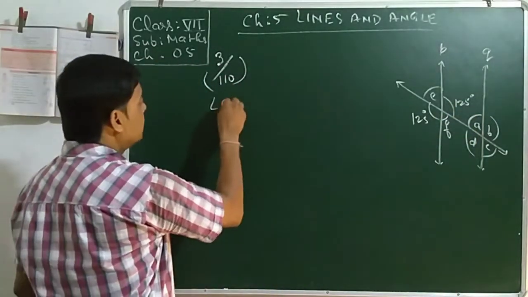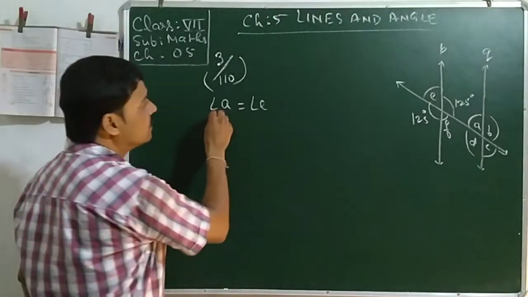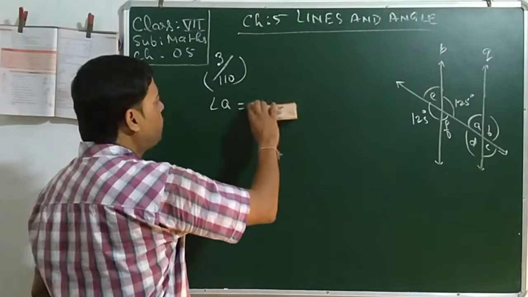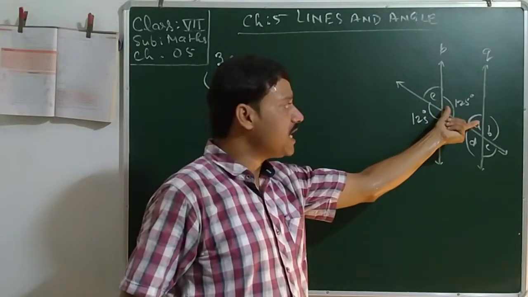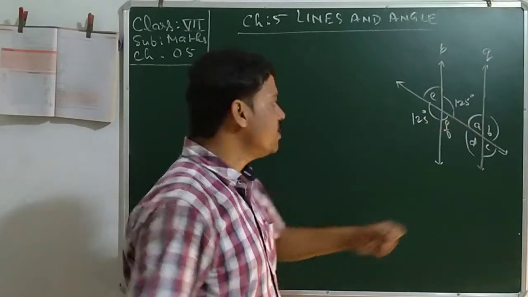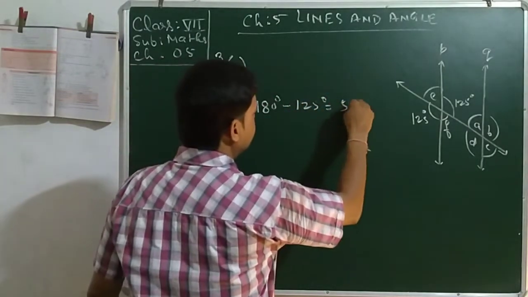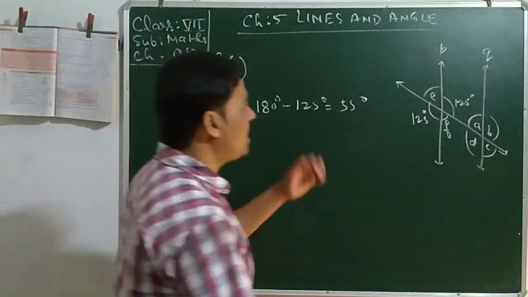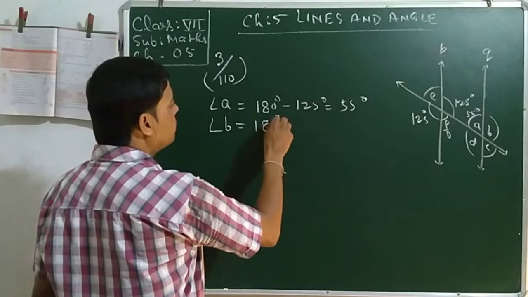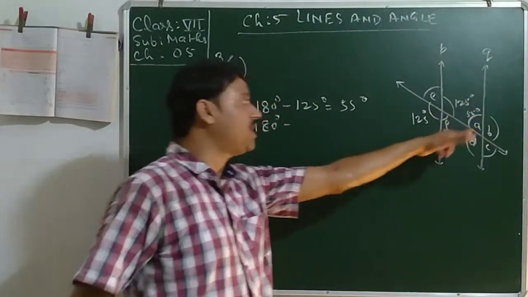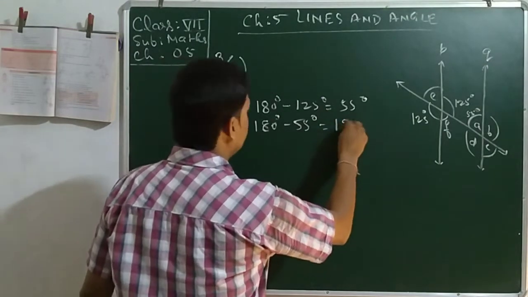Now angle A equals angle E, and you know angle E. Instead of going for angle A equal to angle E, if you use that property, the angles on the same side of transversal are supplementary. So we can write angle A equal to 180 degree minus 125 degree, that is 55 degree. Now angle B. As you got this angle is 55 degree, so we will subtract 55 degree from 180 degree to get angle B. So it will be 180 degree minus 55 degree equal to 125 degree.